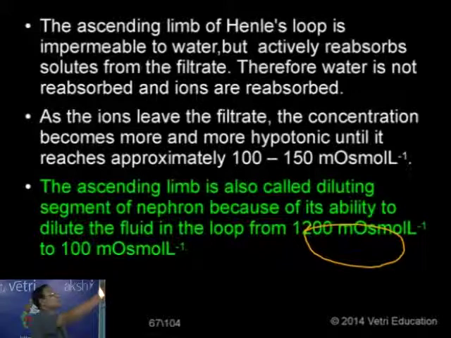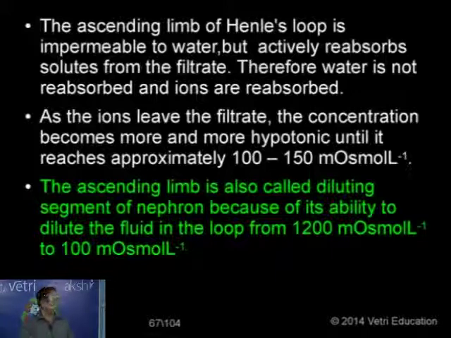So I am repeating the same, I just want to read what I described. The ascending limb of Henle's loop is impermeable to water but actively reabsorbs solutes, or the electrolytes, from the filtrate. Therefore, water is not reabsorbed and ions are reabsorbed. Here the electrolytes and ions are reabsorbed. And as ions and electrolytes are leaving the filtrate, the concentration decreases, and the solution becomes more and more hypertonic. When the solution reaches the top of the ascending limb, it becomes hypertonic.